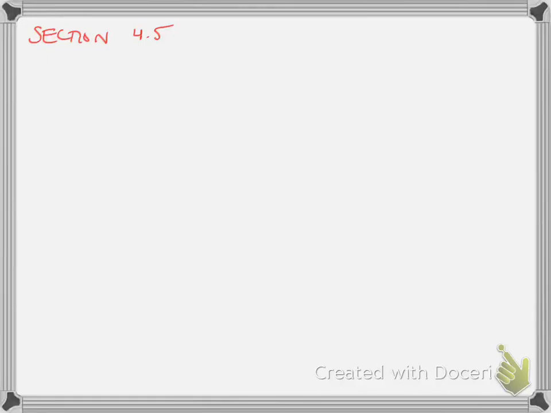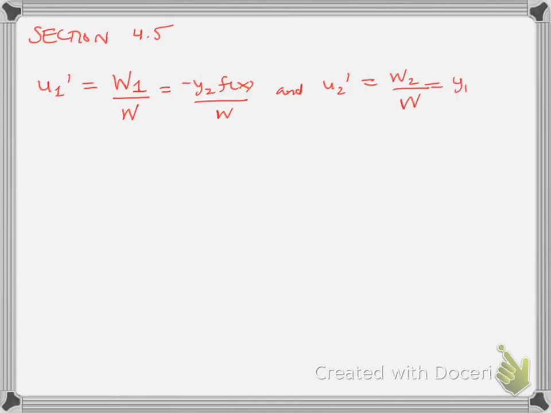Okay, welcome back. Now, in terms of looking at this, we're going to use Cramer's rule, but that also entails determinants, so the Wronskian will be involved. And u sub 1 prime will equal W sub 1 over W, which equals negative y sub 2 f of x over W. And u sub 2 prime is W sub 2 over W, which is y sub 1 f of x over W.